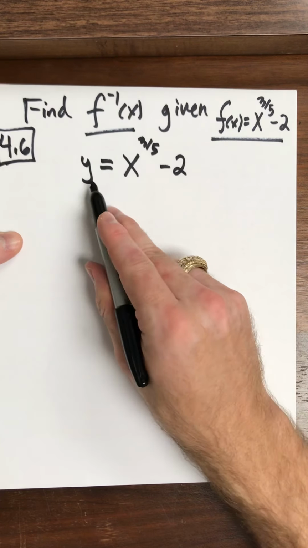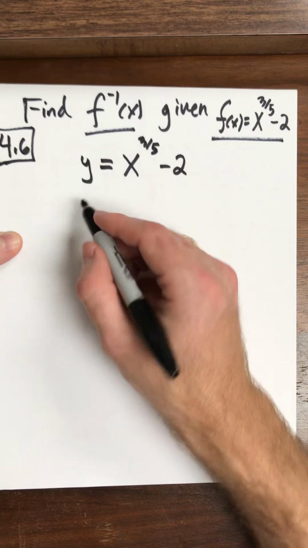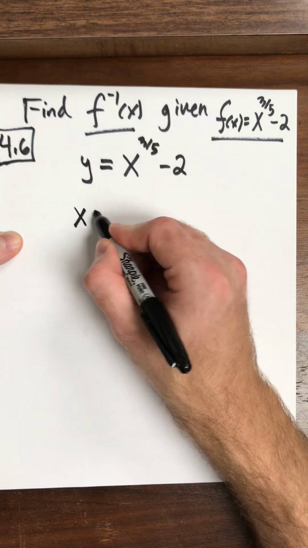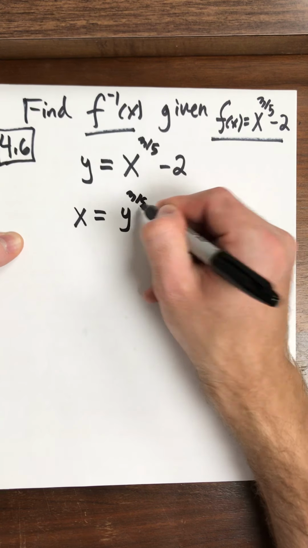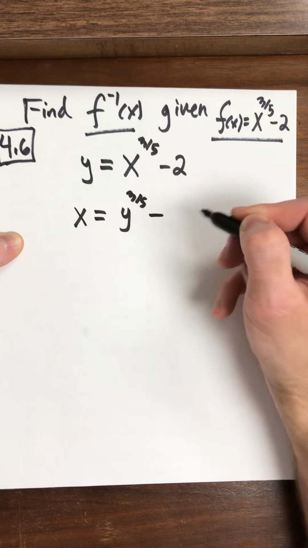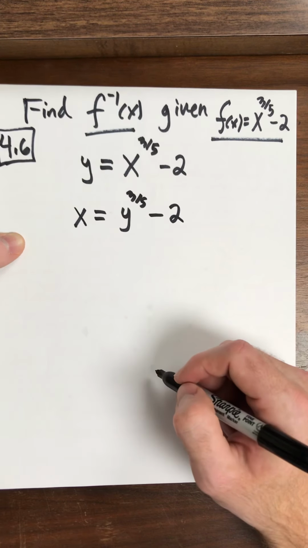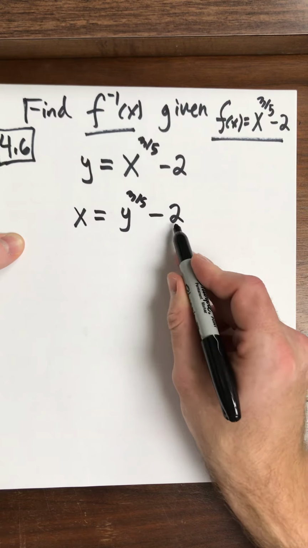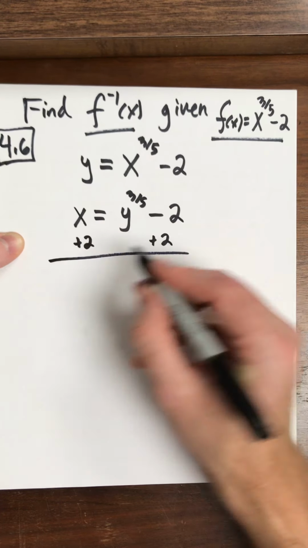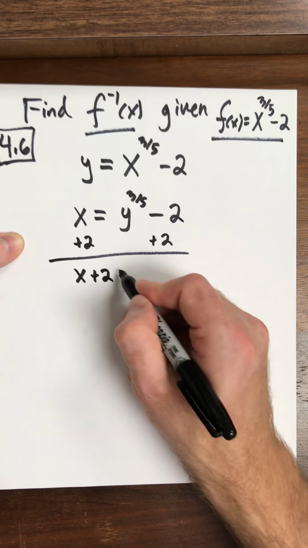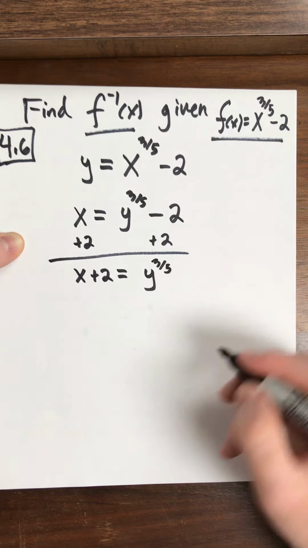And now after I replace f of x with y, I then swap my x and my y. So x equals y to the 3/5 minus 2. And now I want to solve for y. Okay, so the first thing I'm going to do is add 2 to both sides. So when I do this, I get x plus 2 equals y to the 3/5.